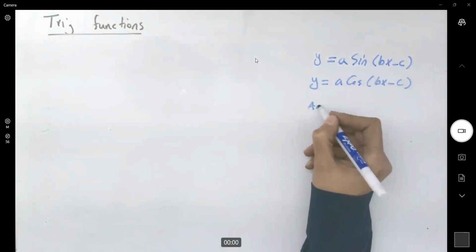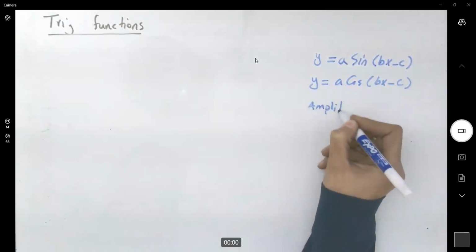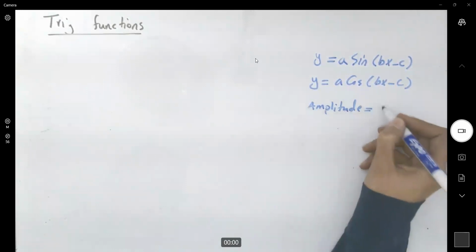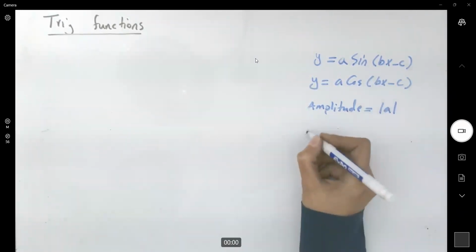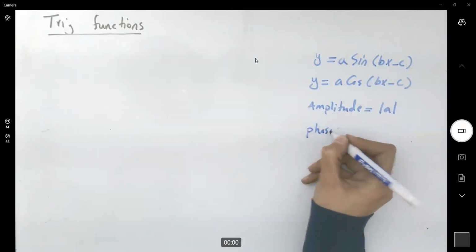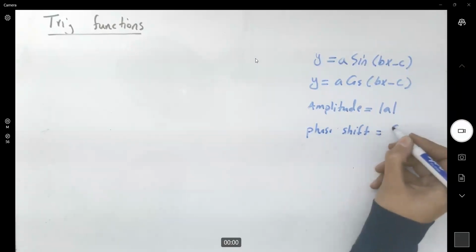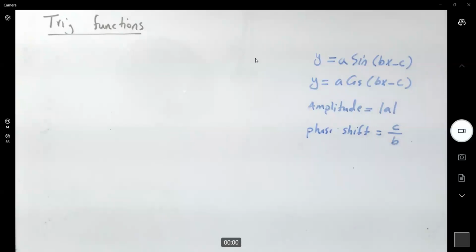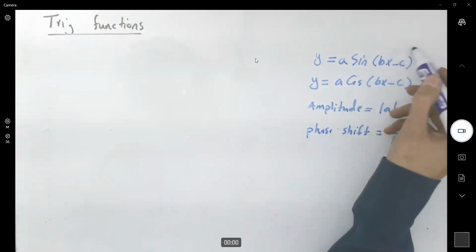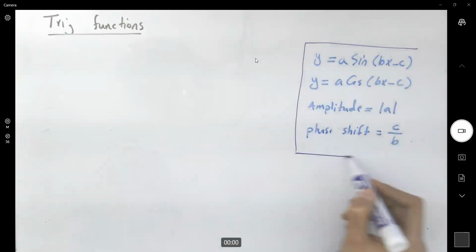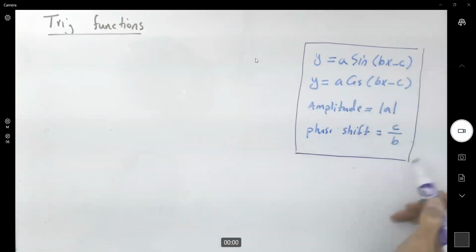well, the amplitude is the absolute value of a, and the phase shift is going to be c divided by b. So keep that in mind. Now let us go over a couple of examples to try to analyze the behavior of our sine and cosine functions.